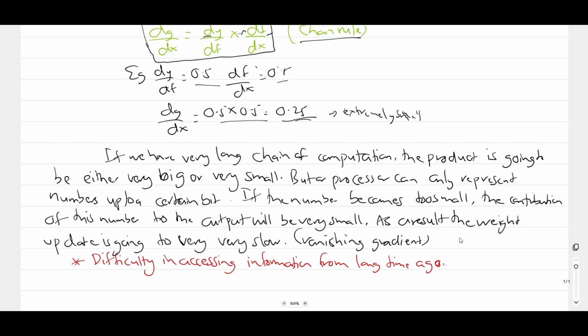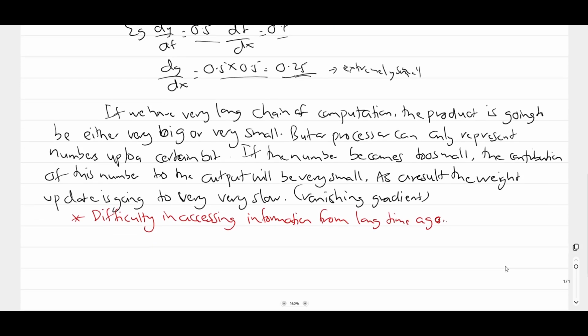Conversely, if the derivative values are too large, for example greater than 1, their multiplication results in a massive, exploding number. That causes massive weight updates during training, leading to instability. And then the weights become so large that they often result in not a number, or NaN, errors, effectively destroying the network's ability to learn.